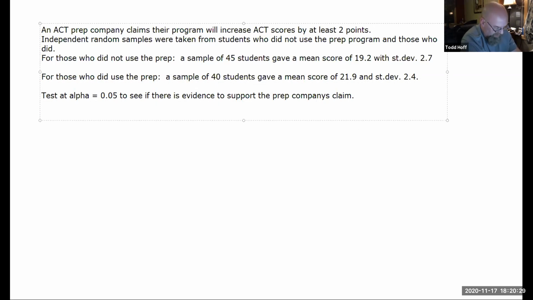So first we've got to set up our hypotheses. The null hypothesis is that the mean difference in this case is, let's see, mu1 is the people that did not take the prep. Mu2 is for those that did take the prep. So that'd be a -2. The alternative is that the mean difference is less than -2, meaning they were more than 2 points less if they didn't use the prep program.